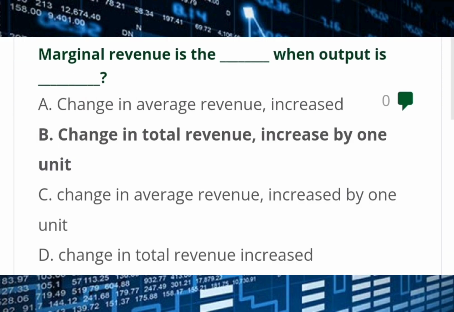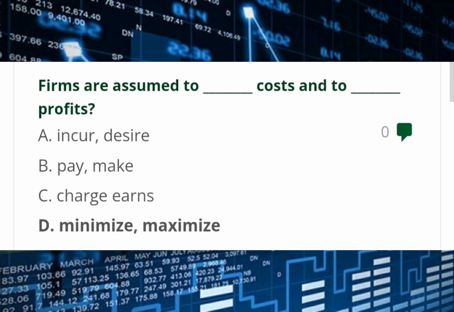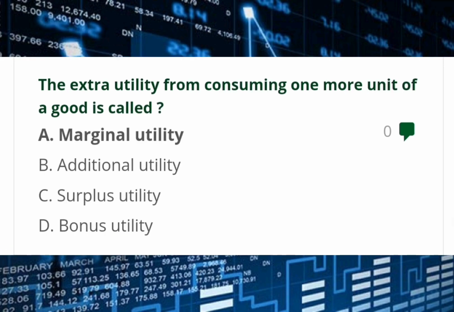Marginal revenue is a dash when output is dash. Answer B, change in total revenue increased by 1 unit. Firms are assumed to dash cost and to dash profits. Answer D, minimize, maximize. The extra utility from consuming one more unit of a good is called dash. Answer A, marginal utility.